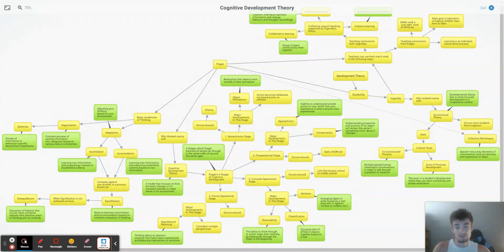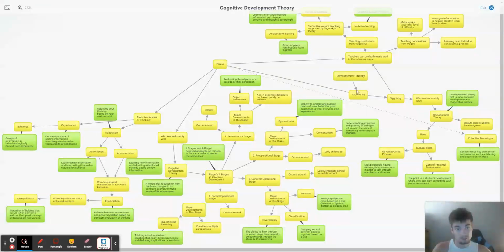Hello, everyone. My name is Quinn Rydell, and today I'm going to be discussing behaviorism and specifically development theory. So, I've made a concept map to help us understand that. So, we're going to start right here.